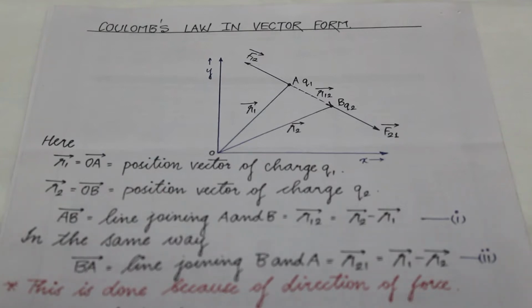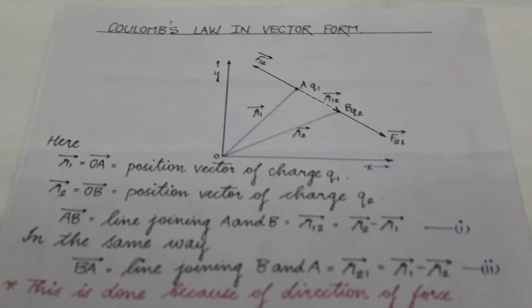Although we know that two like charges repel each other, whereas two unlike charges attract each other. But if it is asked to prove it mathematically, then how can it be done? For that, we use Coulomb's law in vector form. Now let us study Coulomb's law in vector form.